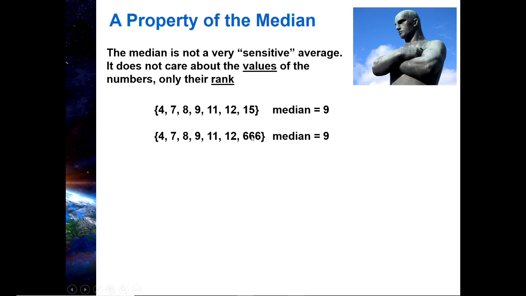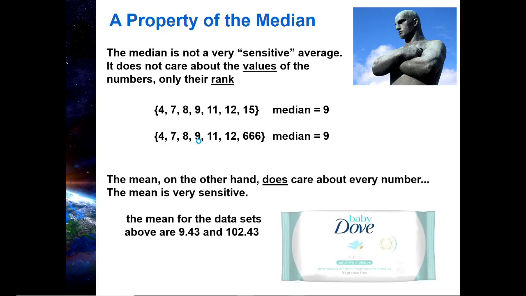So even changing a number dramatically didn't matter. The median didn't care because, again, it only cares about what is the number in the middle. You can change these other numbers to anything you want as long as it doesn't change the number that's in the middle. And that's why we say the median is not very sensitive.